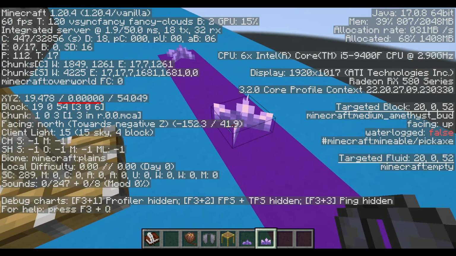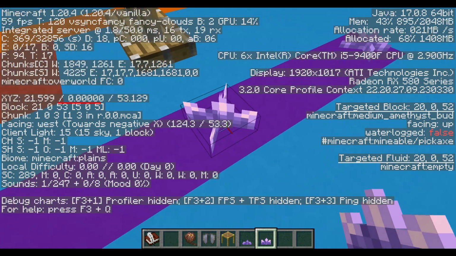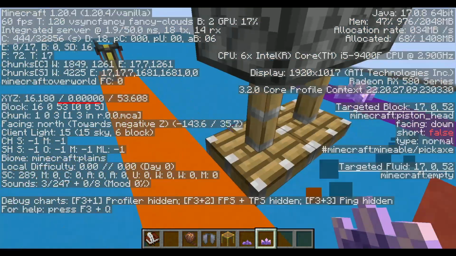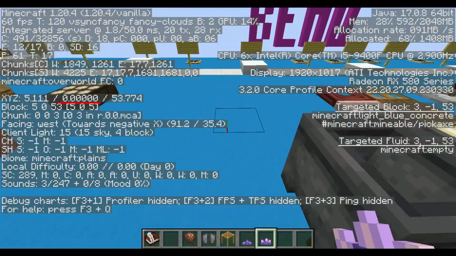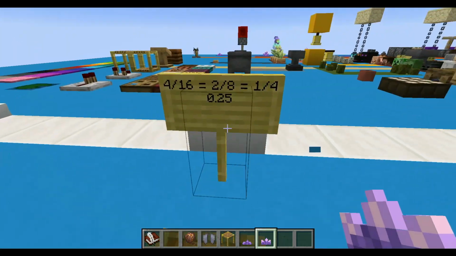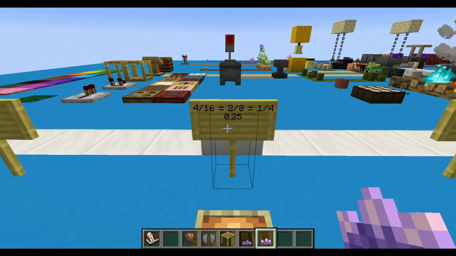And then one of these medium amethyst buds, these are also going to be a quarter of a block tall or 4 pixels tall, that 4/16, right? So that was the 4/16 row. Let's move on to the next row.